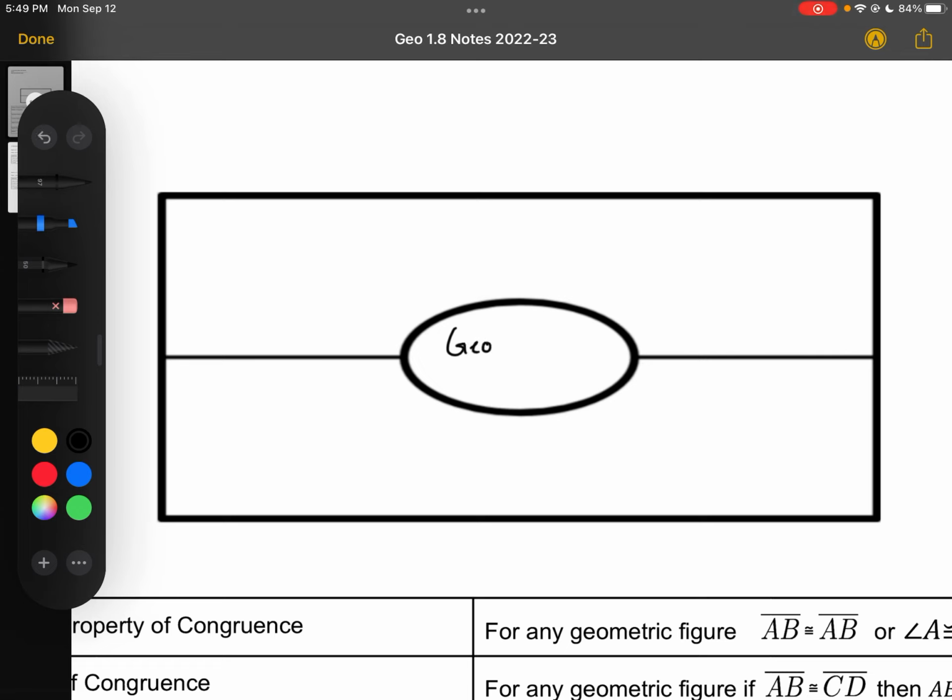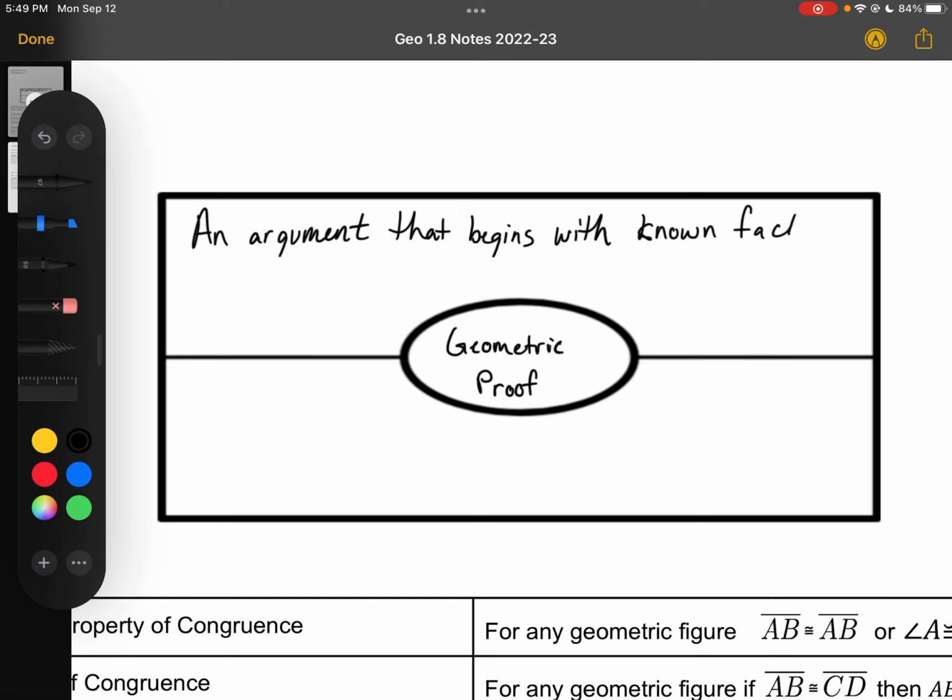So the definition for today is geometric proof. And this is an argument that begins with known facts and uses logical deductions to reach an answer.